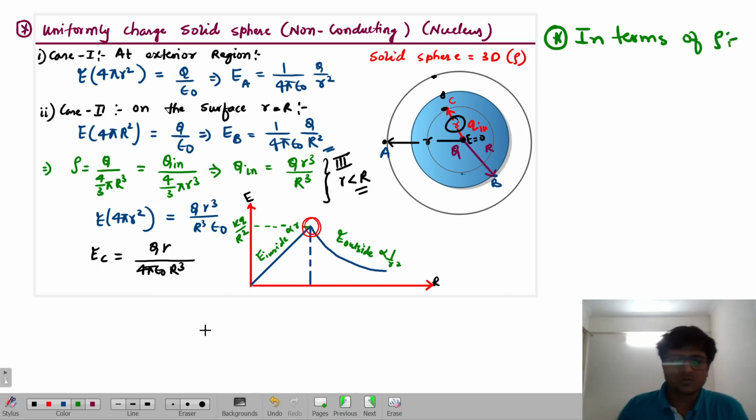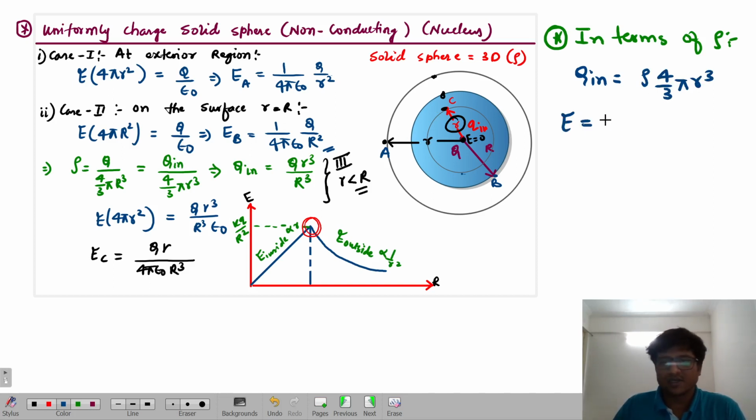In terms of rho, Q enclosed is how much? Q enclosed, see, I'll not know capital Q. So Q enclosed is rho into 4 by 3 pi small r cube, isn't it? And electric field is what? Electric field inside, it is 1 by 4 pi epsilon naught Q by small r square.